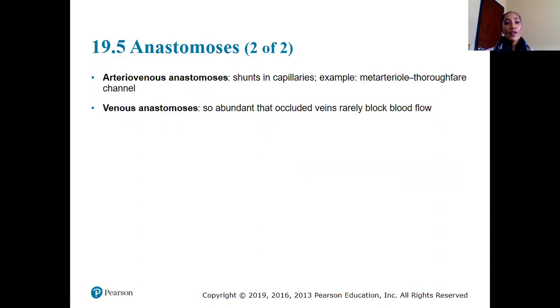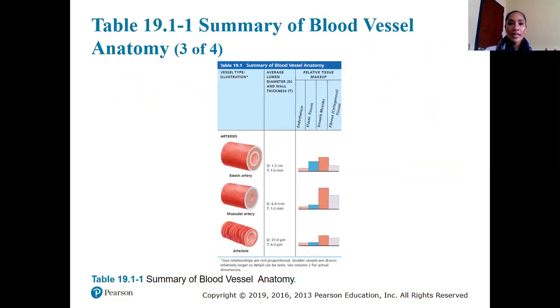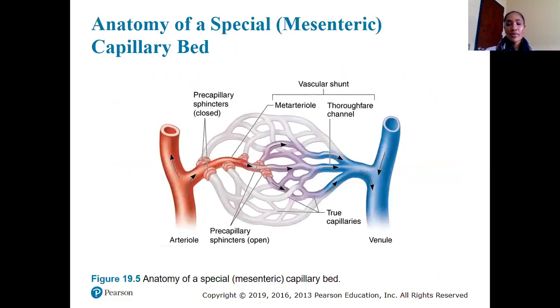We also have arteriovenous anastomoses, which include shunts in the capillaries. For example, we have a metarteriole through a thoroughfare channel. Remember this diagram that we saw here? Let's say there was a blockage for some reason in this capillary network. Then our saving grace would be this metarteriole: when we close the precapillary sphincters here and here, we can still have direct blood flow through that area and then connect back to the venule.